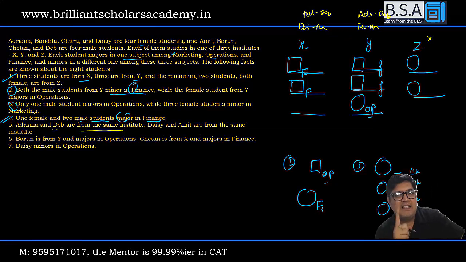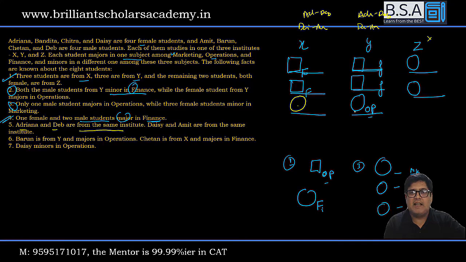That is clear. Can I say this gives me one more hint? The girls here are either Adriana or Daisy. That means the other two girls are here. See how quickly I'm jumping between information here. I'm saying there is a pair here, there's a pair. I'm not saying couple, there's a pair. I'm saying there's a pair of boy and girl, boy and girl. That means that pair is Daisy, Amit, or Adriana, Dev. The other two girls are Chitra and Bandita. That means Chitra is here and Bandita is here. So I do not know what their subjects are. I'll come back to that.